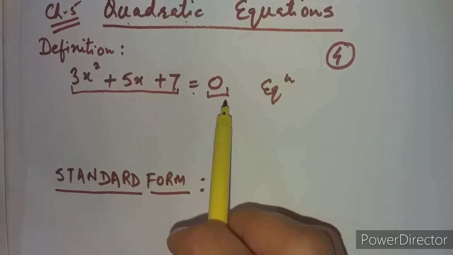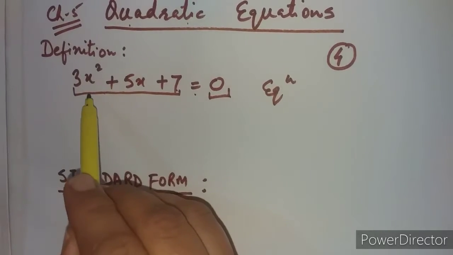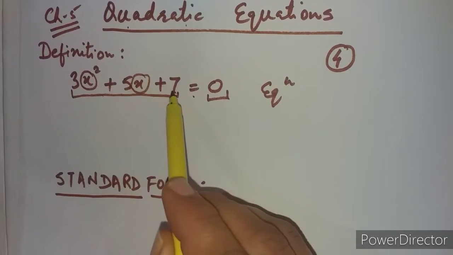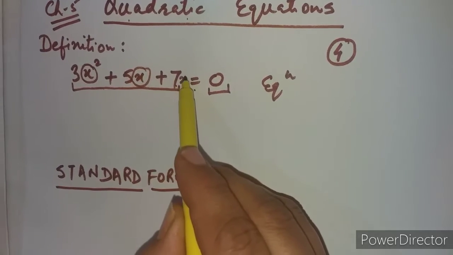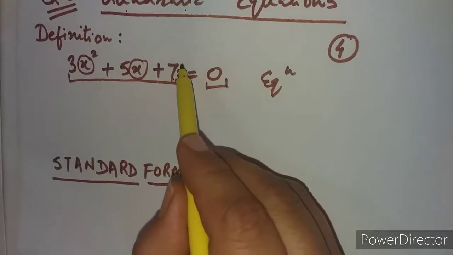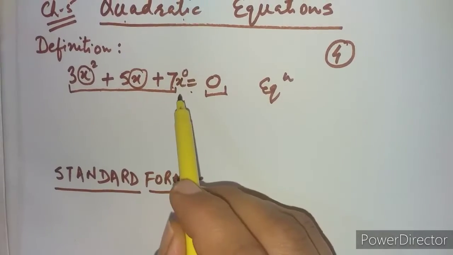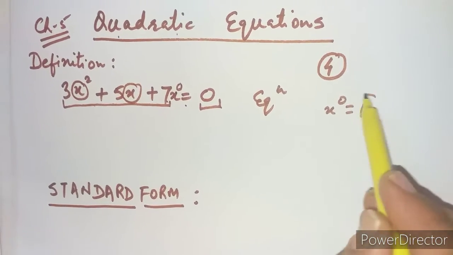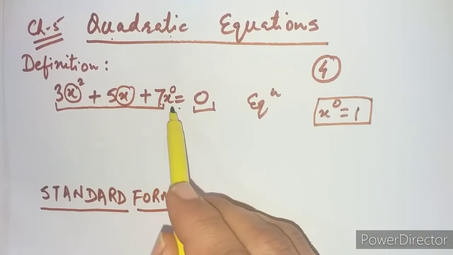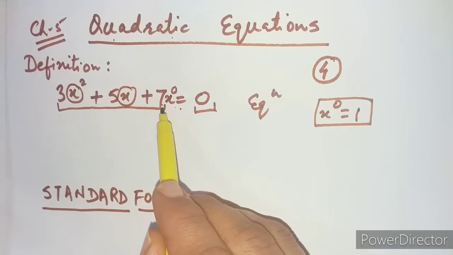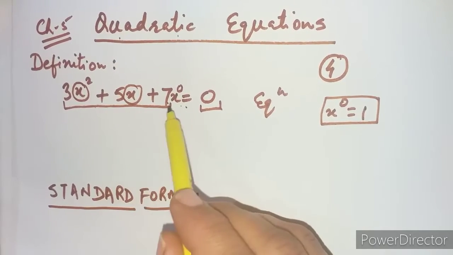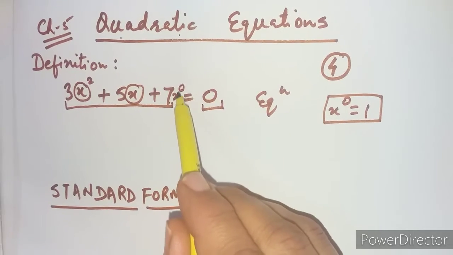Why? Because let us check the variables here. What is the variable here? The variable here is x. This term is without any variable. For your convenience only, I may write it like x raised to power 0, because all of you know that x raised to power 0 is equal to 1. It will not make any difference to this term. It will remain 7 only, a constant term only. But just for making you understand this concept, I have written x raised to power 0.